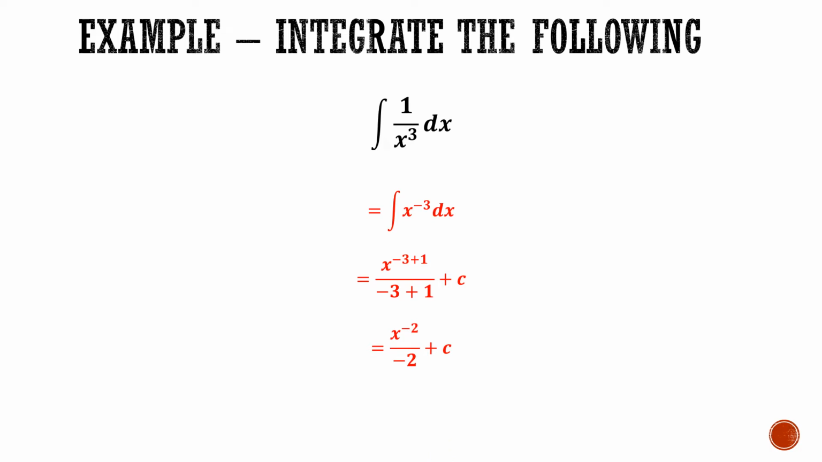Now I simplify, so I get x to the negative 2 over negative 2 plus c. And simplifying one more time, I'm going to have 1 over negative 2x squared plus c. Remember, we do not want negative exponents.